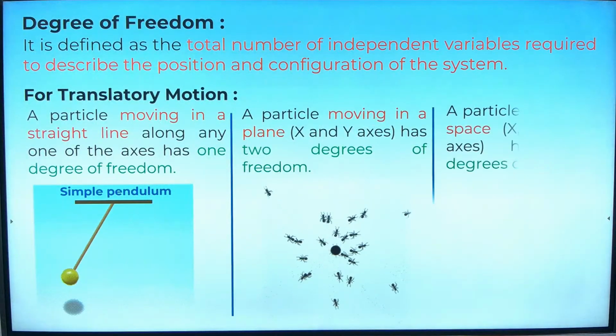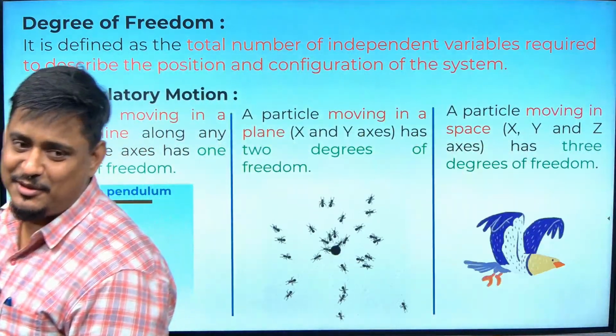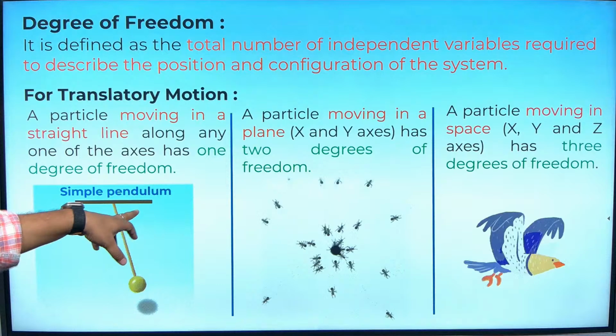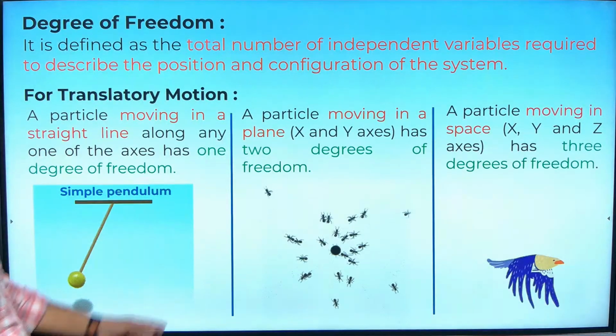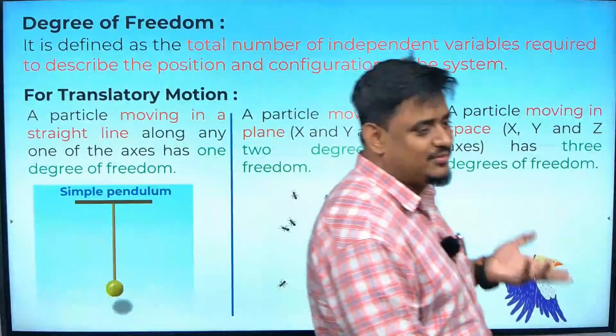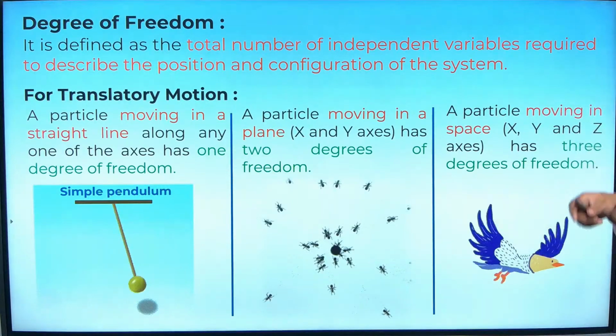Okay, another example is there. This is about this bird. A bird is 3 dimensional. Like I said, with the same ant, if it gets wings, it is 3 degrees of freedom only, isn't it? Because it can go above. So this is a very basic understanding of degree of freedom. We'll apply this logic to gases.